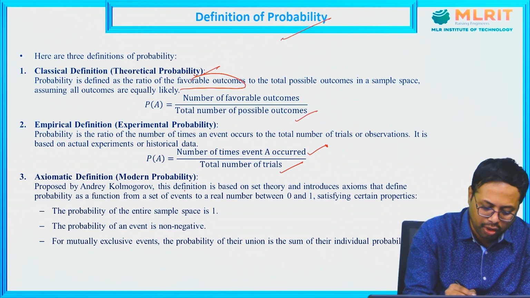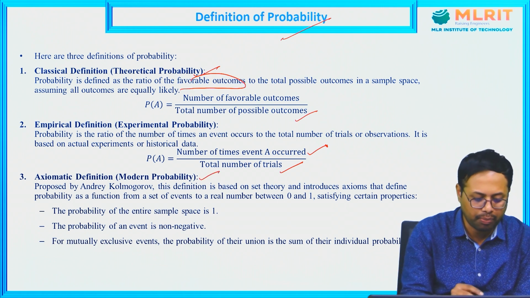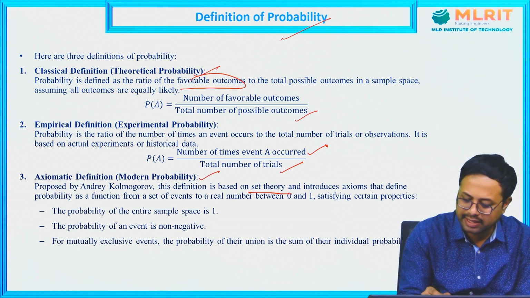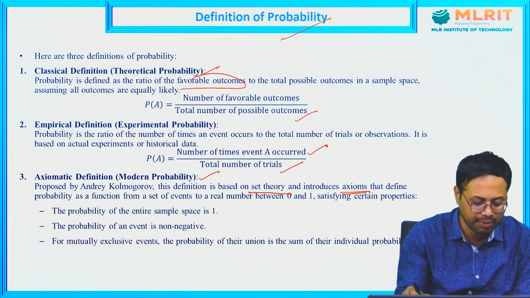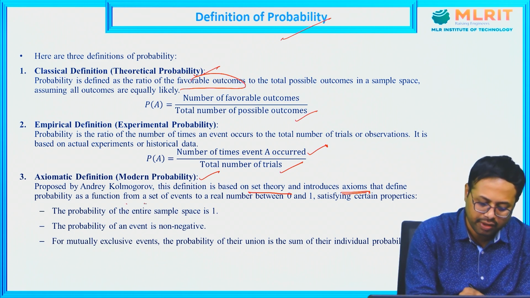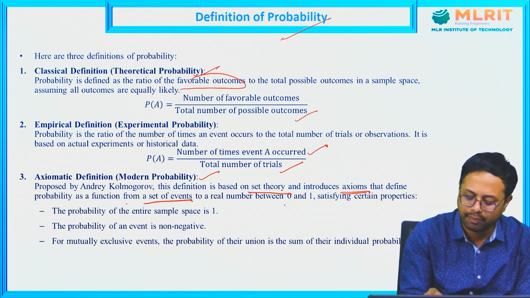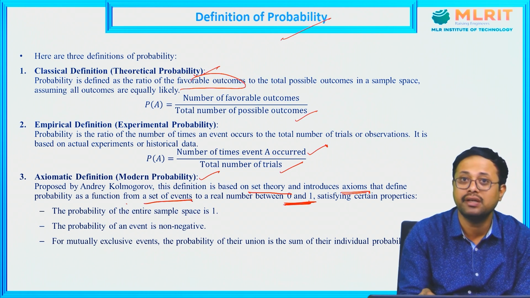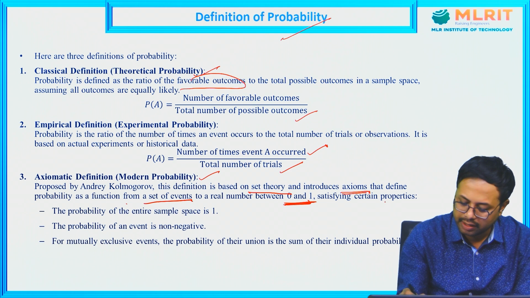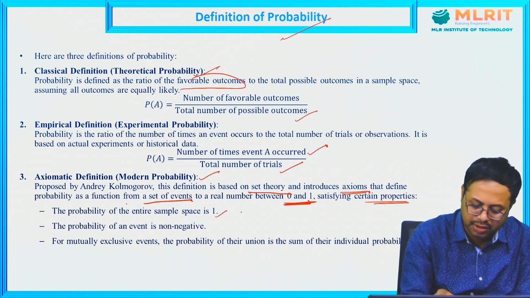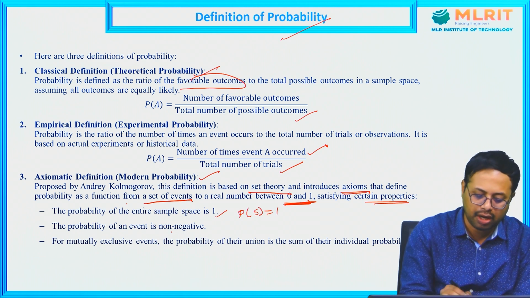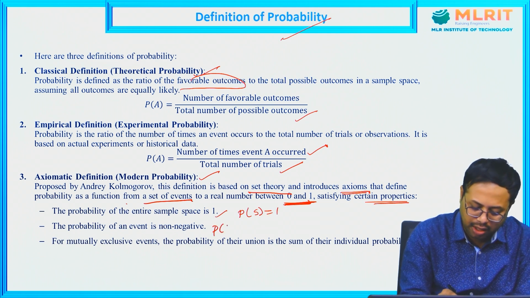Then the modern probability is based on set theory. It introduces the axioms, that is, the rules that define probability as a function from a set of events to a real number. The probability always lies between 0 and 1. It must satisfy certain conditions. The probability of the entire sample space, P of S, equals 1. Next, the probability of an event must be non-negative.